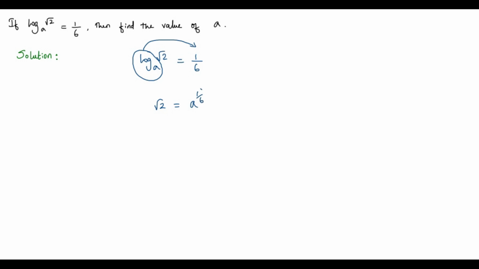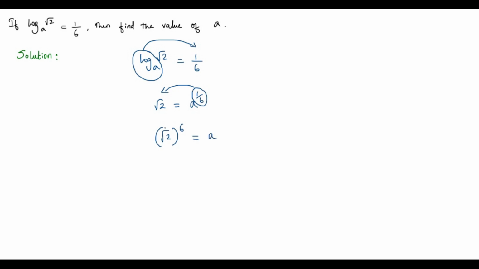Because we are trying to solve for a, we should be trying to remove this 1 divided by 6. So for that, I am going to move this 1 divided by 6 to the left side of the equation. 1 divided by 6 is an exponent. When it goes to the left side of the equation, it will become its reciprocal. So square root of 2 whole to the power of 6 is equal to a.